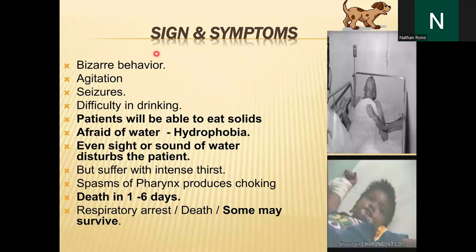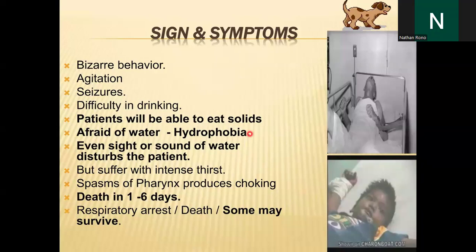So this is when the virus has reached the brain. Agitation, seizures. Now, difficulty in drinking is when it has reached the muscles involved in drinking, at the pharynx level. So what happens is they usually have hydrophobia. So you should ask yourself, why do they have hydrophobia?